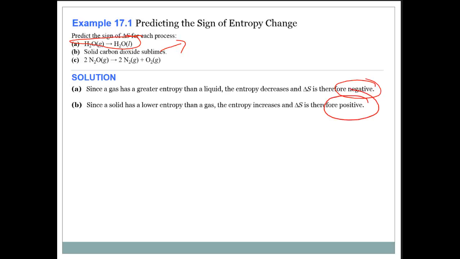N2O gas is going to gas, so we have no physical state changes here. Let's look at the number of moles. We have 2 on the left, and then we have 2 for the nitrogen and 1 for the oxygen, so we have 3 on the right. That's going to make it positive.